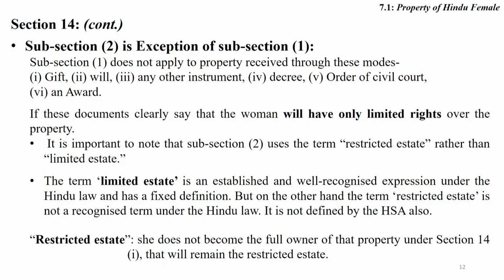Friends, now I want to focus on section 14 subclause 2, which is the exception to subsection 1. Subsection 1 does not apply to the property received through these methods. Section 14 subclause 1 is very clear and simple: what she possessed is her absolute property. But section 14 subclause 2 is an exception. In certain circumstances, the property will not be considered possessed by her or her absolute property.